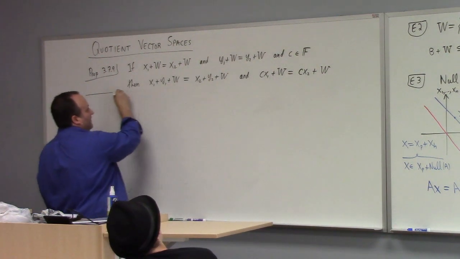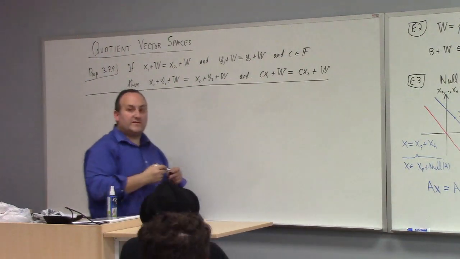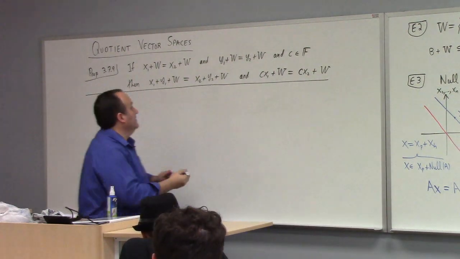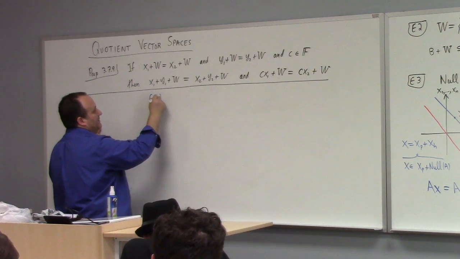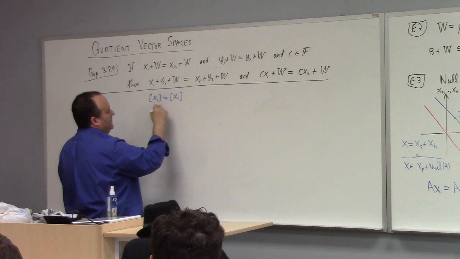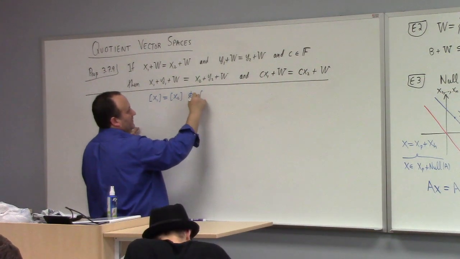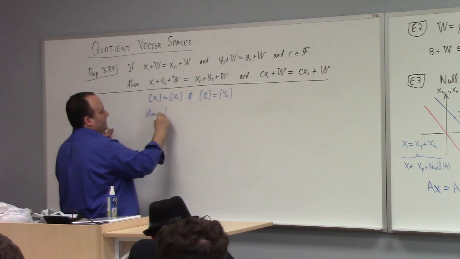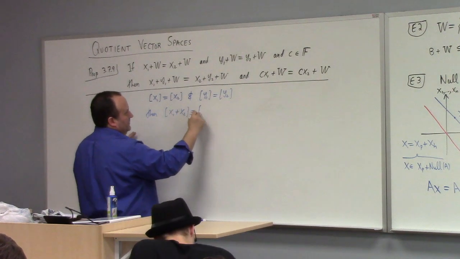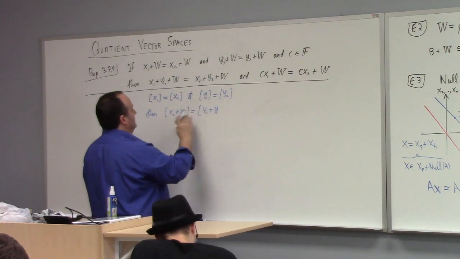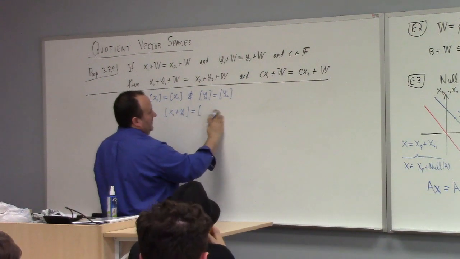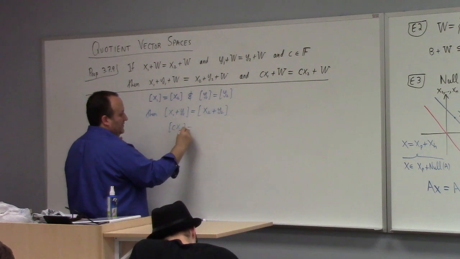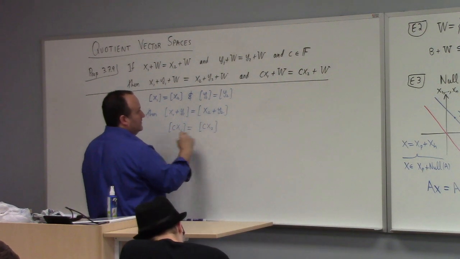Let me briefly restate this proposition as it looks in the other notation. In the representative notation, what we're saying is that if the coset represented by x1 and x2 are equal, and the coset represented by y1 and y2 are equal, then the coset represented by x1 plus y1 is equal to the coset represented by x2 plus y2. Wait a minute, my bad. And also the coset cx1 is the same as the coset represented by cx2.